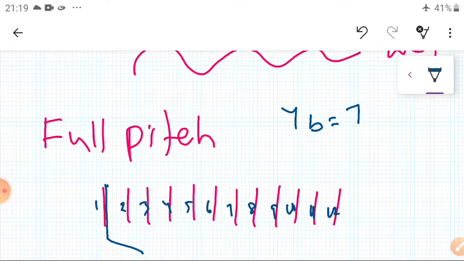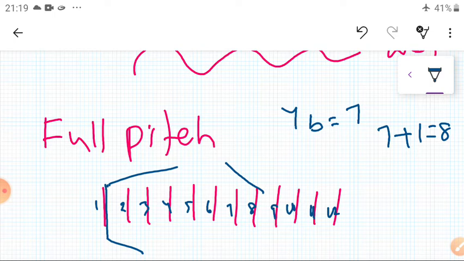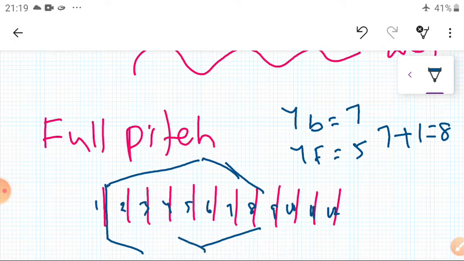Now YB is 7, so we get 7 plus 1, that is the 8th slot, and I am going to connect here. This is the back pitch. Now it is connected here. Now YF is equal to plus or minus 1, 5. Then it goes to 8 minus 5, which is equal to 3. So I connect to slot 3. So front pitch, back pitch. As per our requirement, I connected here.